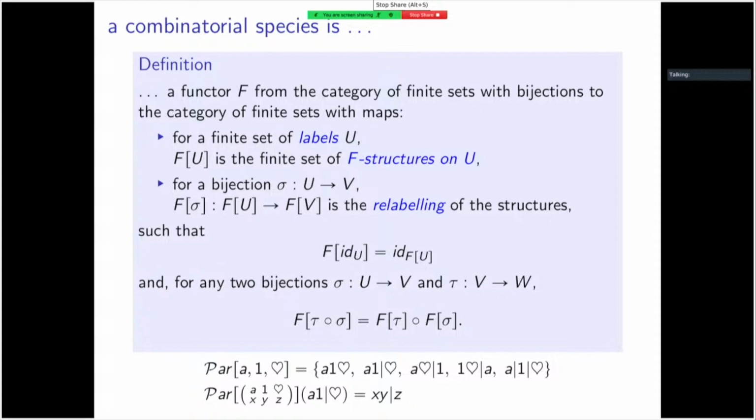Okay, and that's the reason why I use square brackets here, because it's tradition, and also it's a good idea to use very different kinds of parentheses, brackets, and curly braces for different things, just so that you don't get confused. Square brackets means I expect labels, or because it's a functor, I expect a bijection. Okay, are there any questions so far? Maybe not. Okay.